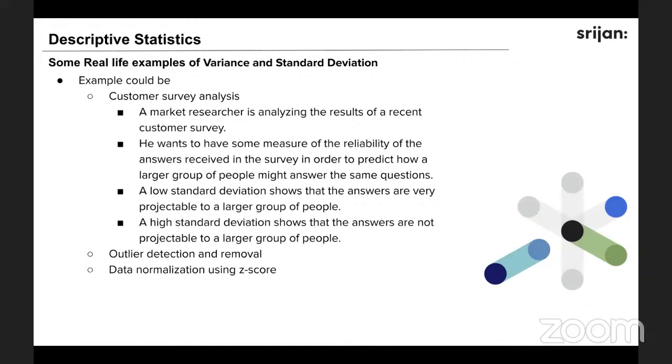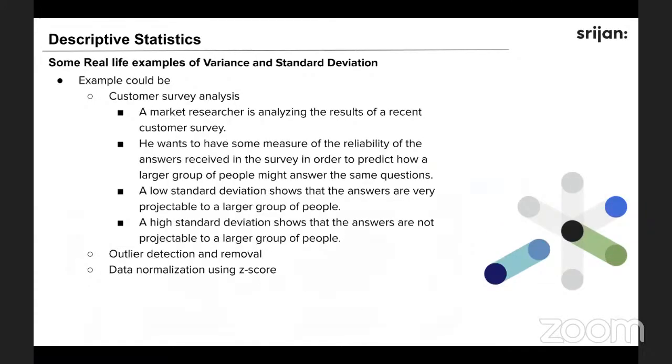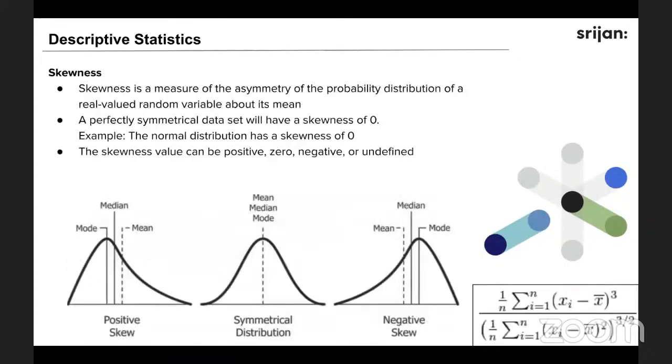Another example is that you can use it for outlier detection and removal as well. And similarly, as we discussed before, there was the z-score term, where we also use standard deviation as a denominator. So that was some examples of standard deviation and variance. And let's talk about skewness.